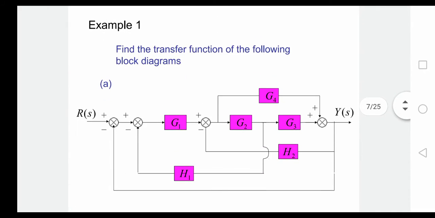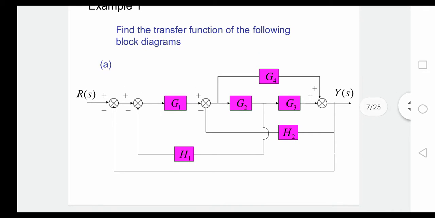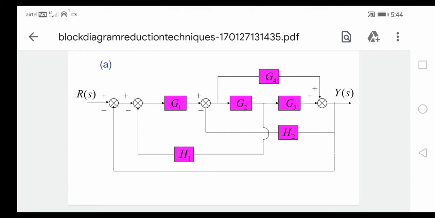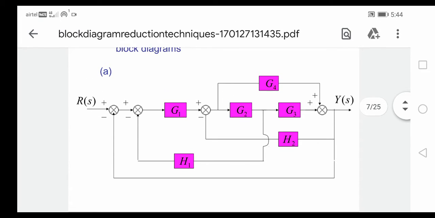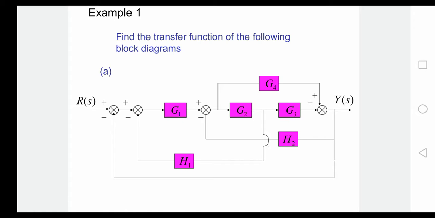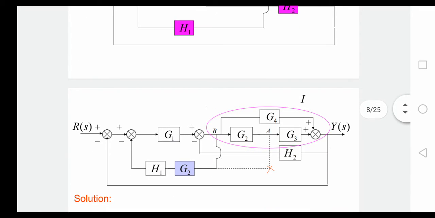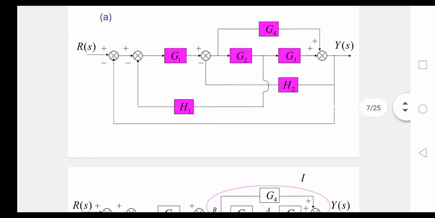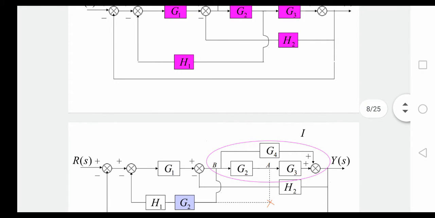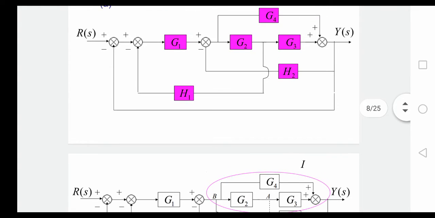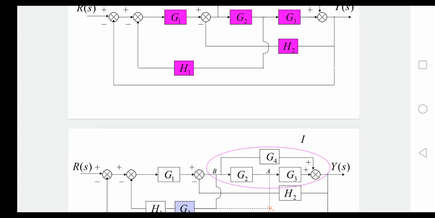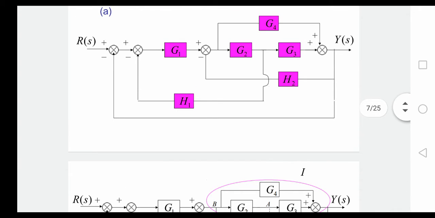Now consider this example. Find the transfer function of the following diagram. Now what you need to rearrange, which values you have to take. For example, here you have a takeoff point. At this particular point you have a takeoff point, and you need to shift it. Here I am showing. At this point you have a takeoff point, and that takeoff point is before the block g3.